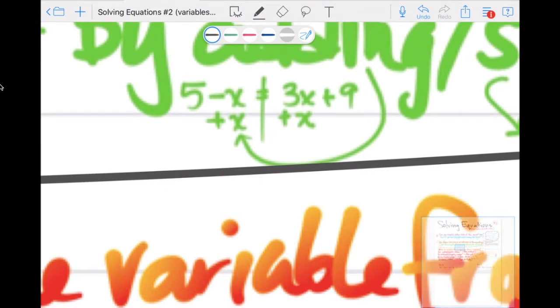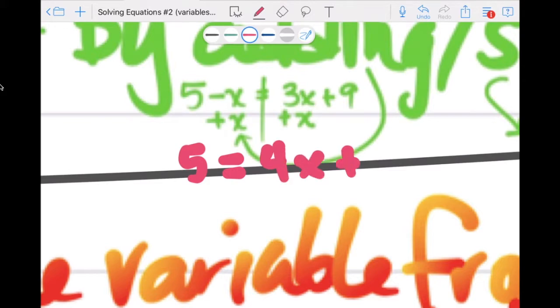It's a little pixelated. But notice the original equation had a minus x on the left and a 3x on the right. Well, we want to get rid of that negative x, so we're going to add x to both sides. Then at that next step, we would have 5 is equal to, and then 3x plus x would give us a 4x, and then plus 9. And now it looks like an equation that we've seen before from the previous lesson. So let's go ahead and do some examples.